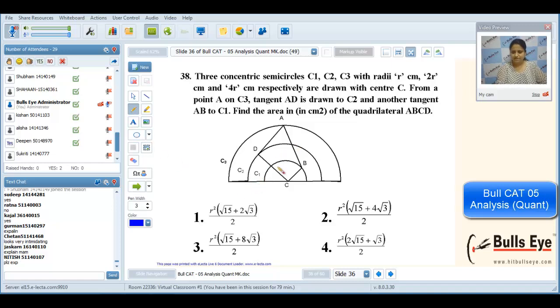See, three concentric semicircles. What do you mean by concentric semicircles? It means they have the same center. It means C is the common center for all. Now the radii are given as R, 2R and 4R. Can you say this is 2R? Can you say this is R?